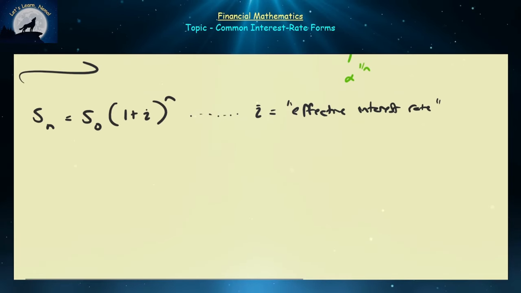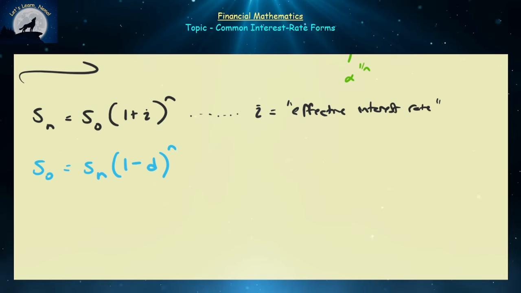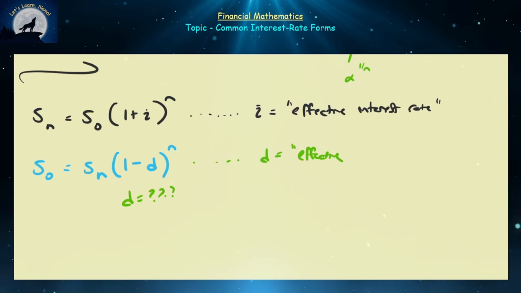So what I want to do is go backwards. I want to go from S_n to S_0, depending on how you look at it. And I'm going to look at another interest rate, and I'm going to call this d. Right? So the question now becomes, what is this d? We're going to call it an effective, you want to take a guess what this is called? This is going to be an effective discount rate. Just like effective interest rates move things into the future, effective discount rates are going to move things back into the past.